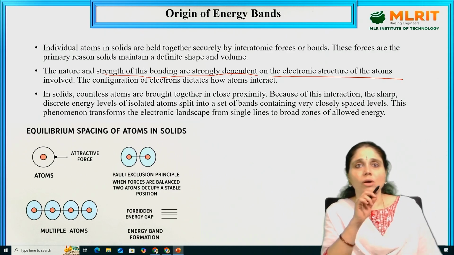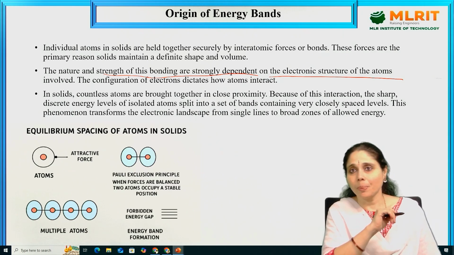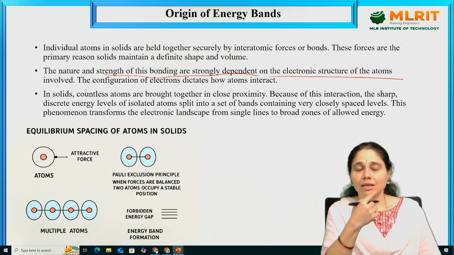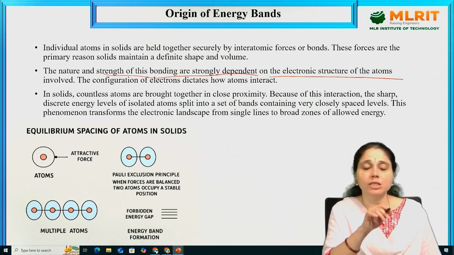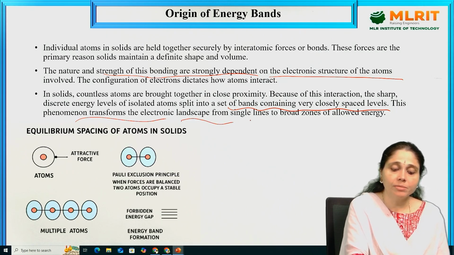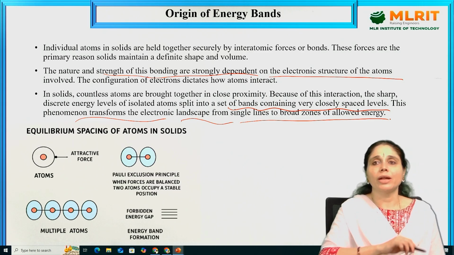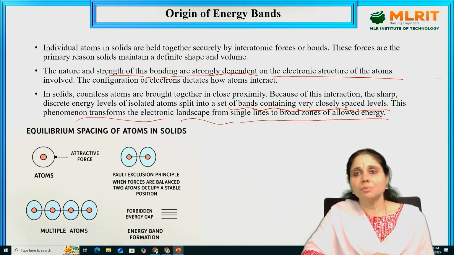In solids, countless atoms are brought together in close proximity. This is what we have already learned. Because of this interaction, the sharp and discrete energy levels of isolated atoms split into a set of bands containing very closely spaced levels. This phenomenon transforms electronic landscapes from single lines to broad zones of allowed energies. Single lines means the energy levels.